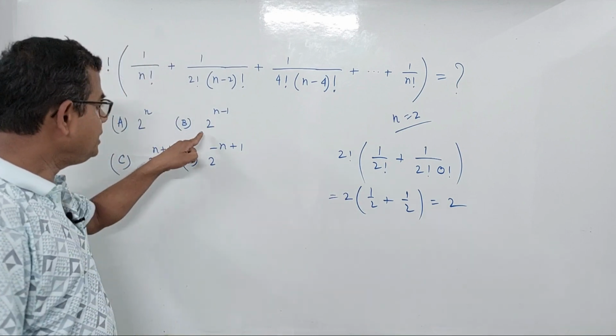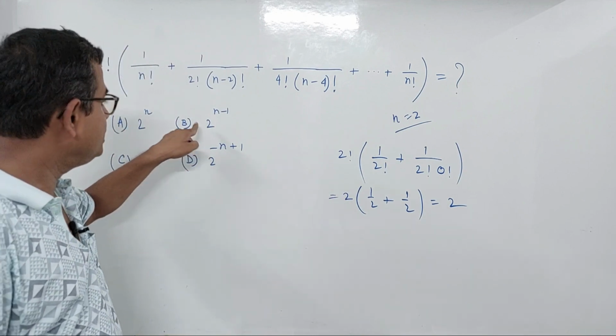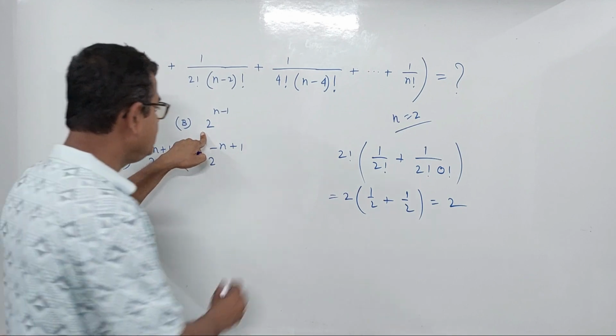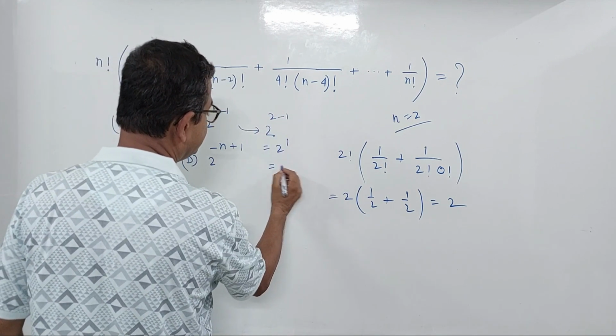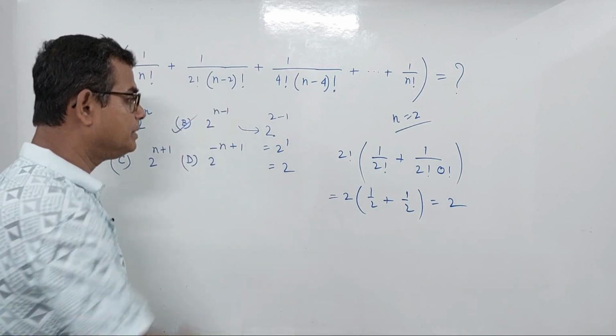Now if we put n equal to 2 in option B, we get 2 to the power 2 minus 1, that is 2 to the power 1, that is 2. So B is the right answer.